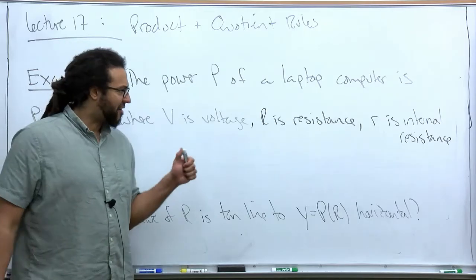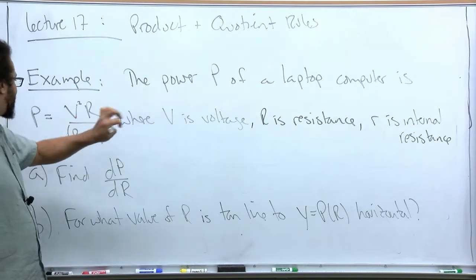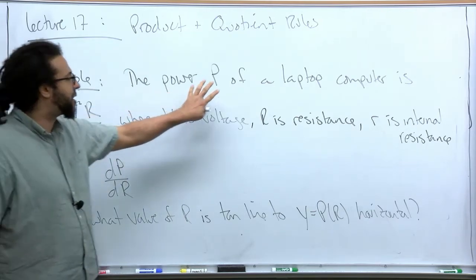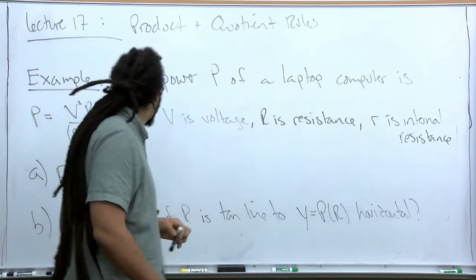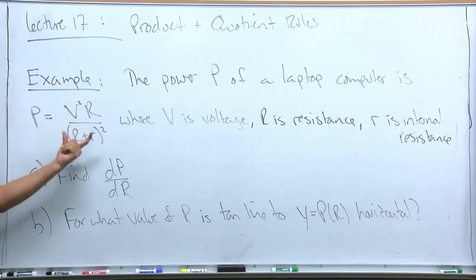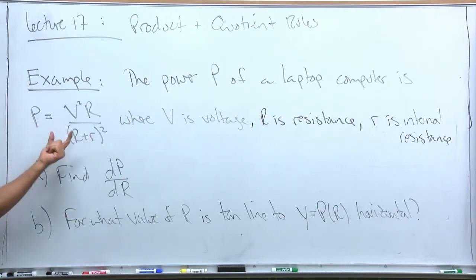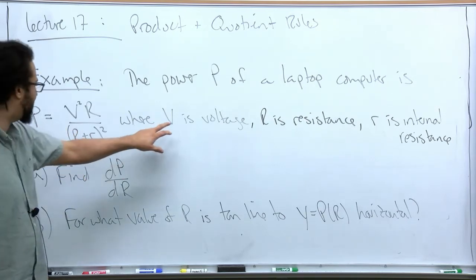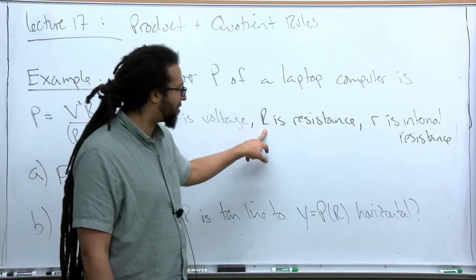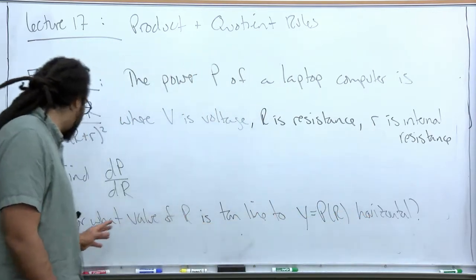All right, our last example for the quotient rule is maybe an applied problem here. So the power capital P of a laptop computer is given by this formula. Capital P is equal to V squared R, capital R, over capital R plus little r quantity squared. So this is what the power of this laptop computer is. V is the voltage, capital R is the resistance, and lowercase r is something called internal resistance, whatever that means.